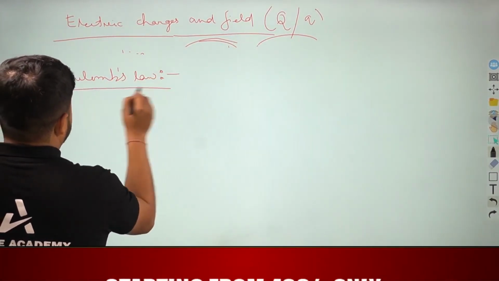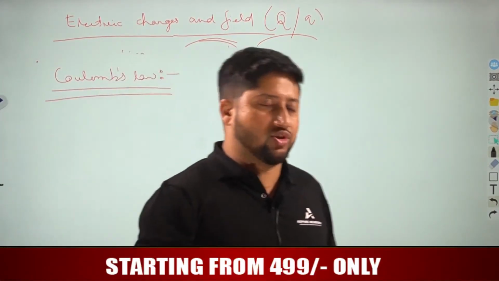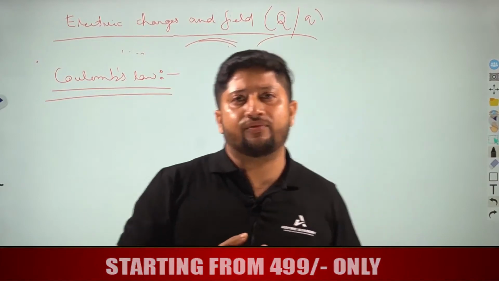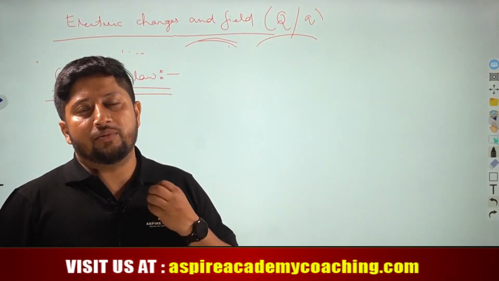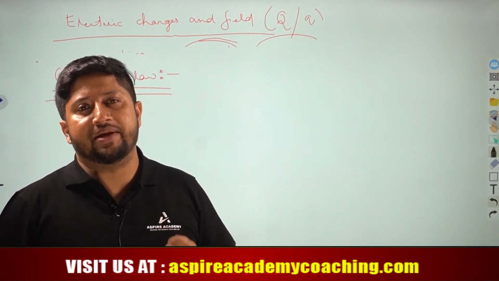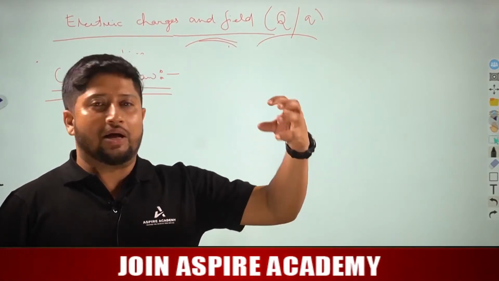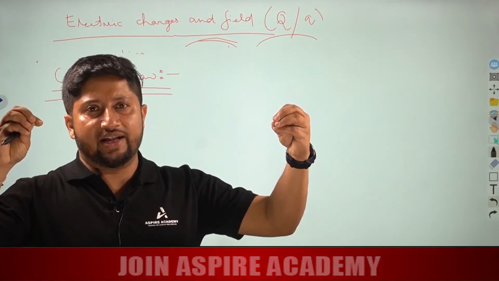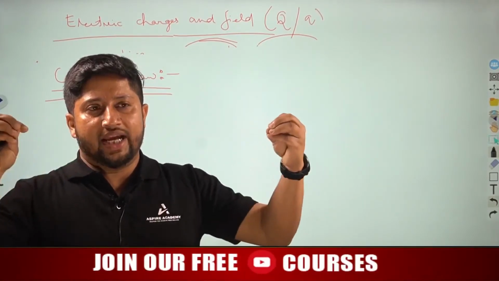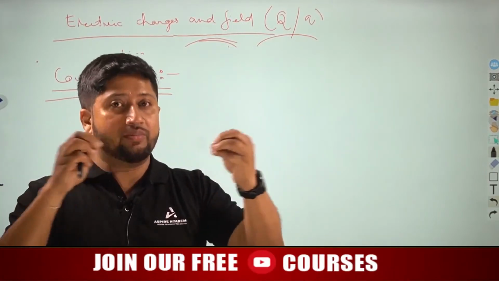So first of all, what is Coulomb's law? Coulomb is the scientist who discovered Coulomb's law. Coulomb's law is nothing but the force of attraction between two charges. How can the force be calculated with the help of two charges? Suppose one charge is a proton and another an electron. They attract each other, and an attractive force will be developed.